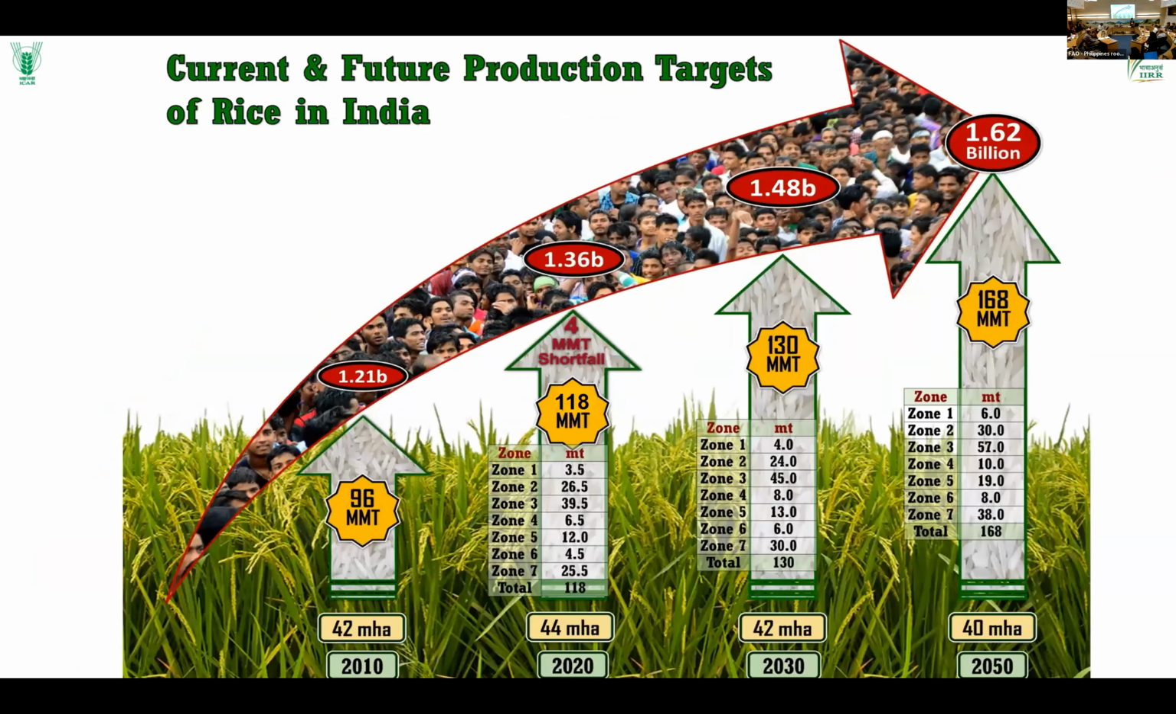Coming to the Indian status, we have a huge target. We need to produce by 2050 at least 168 million tons. As of now, we have 130 million tons. Due to urbanization, we can't extend the rice area, but at the same time, we have to produce more rice from the same area.